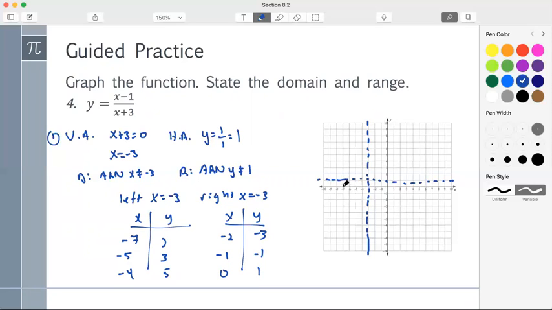All right, plot those points. Negative 7, 2, negative 5, 3, negative 4, 5. I know the general shape of a hyperbola. Connect the dots. Negative 2, negative 3, negative 1, negative 1, 0, 1. I know the general shape of a hyperbola. Connect the dots. There you go.